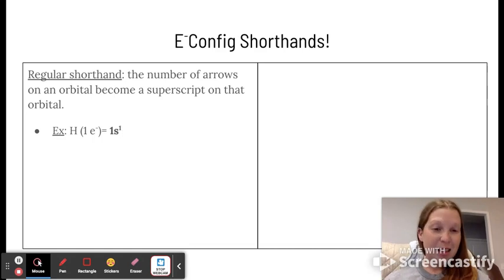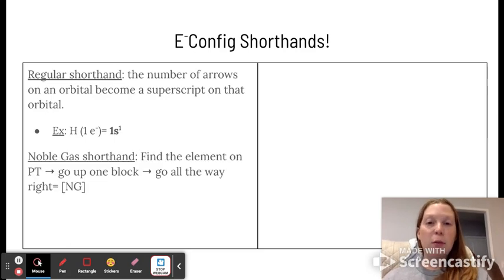Now, when you say these out loud, like if we go over any examples in class, you would say 1s1. You don't say 1s to the first or 1s squared or 2p cubed. You would say 1s1, and I would know that second number is an exponent.